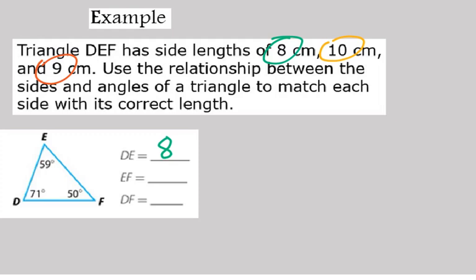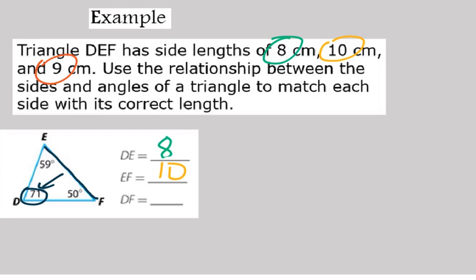Alright, now let's look at EF. Here I will highlight EF, and it is opposite of the 71 degrees. 71 degrees is our largest degree angle, so it's going to be opposite of the longest side, which was 10. So that would be a 10.